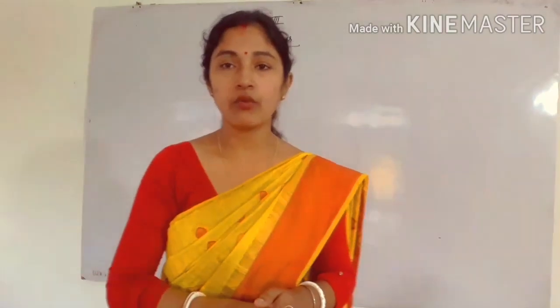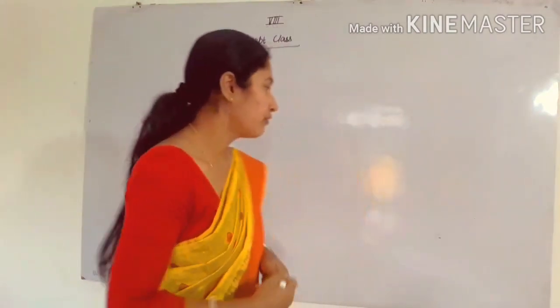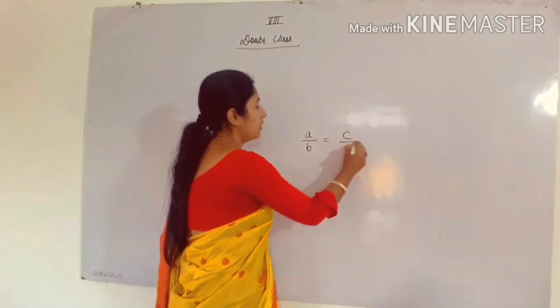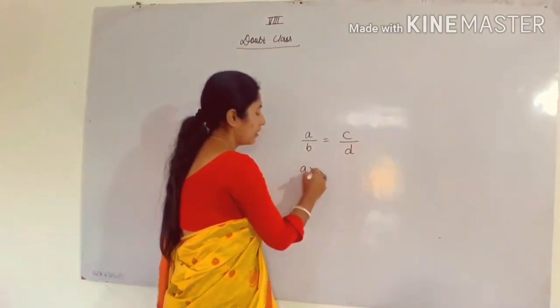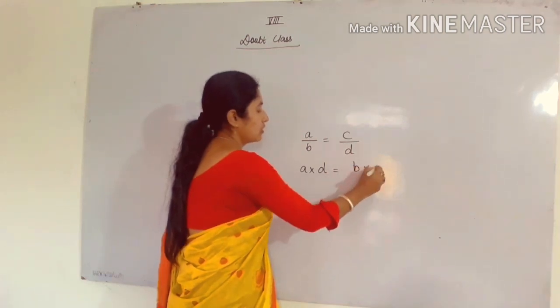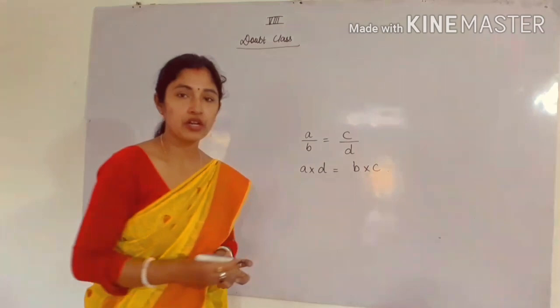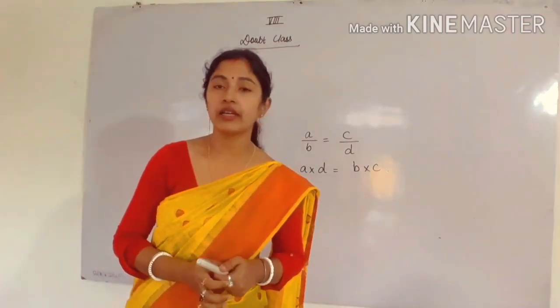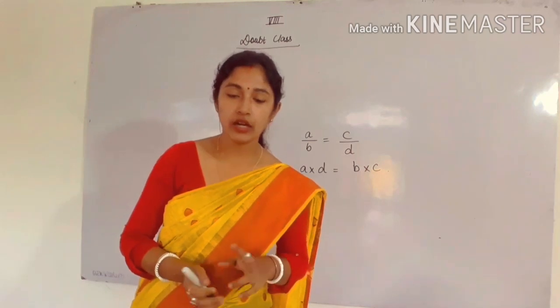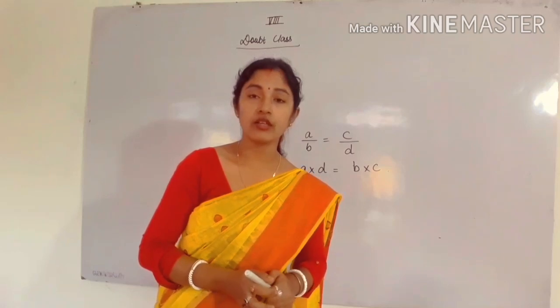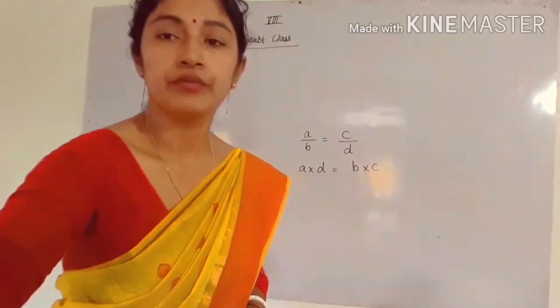If two fractions are equivalent, that is, if a by b is equal to c by d, then we can write a into d is equal to b into c. All of you know about the cross product. So this question we also have to do like that only. Here there are two boxes, we have to find the value in the boxes. So let us do question number 3.1.